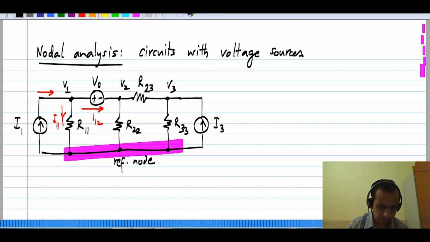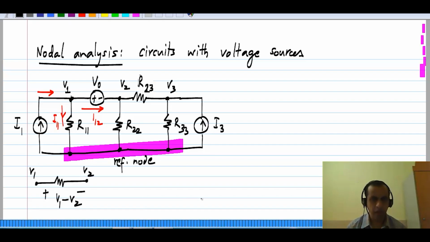The problem here is that we cannot relate this I12, the current through the voltage source, to the voltage of the voltage source. Now if we have a resistor, and let's say I have V1 and V2 on either end of the resistor, so the voltage across the resistor is V1 minus V2. Now this is enough to tell me what the current is by Ohm's law. That current will be V1 minus V2 divided by R, where R is the value of the resistor.